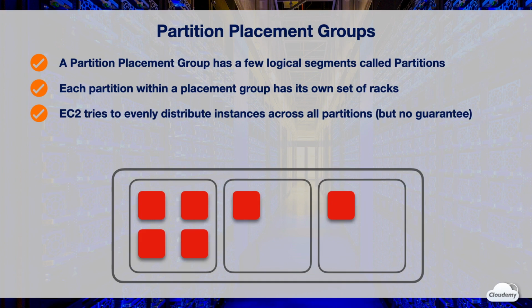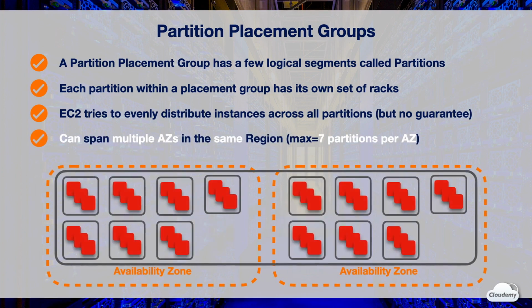Partition placement groups can be used to deploy large distributed and replicated workloads, such as Hadoop, Cassandra, and Kafka. A partition placement group can span multiple availability zones in the same region, with a maximum of 7 partitions per availability zone. The number of instances that can be placed into a partition placement group is limited only by your account limits. In addition, partition placement groups offer visibility into the partitions, so that you can see which instances are in which partitions.